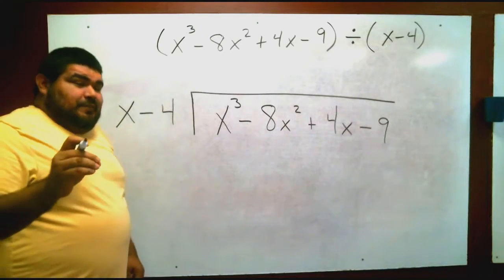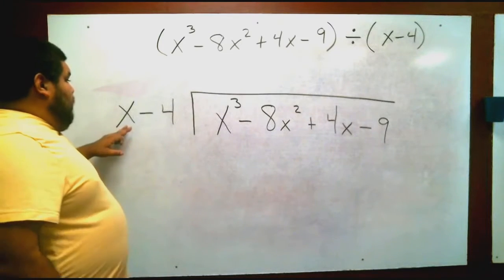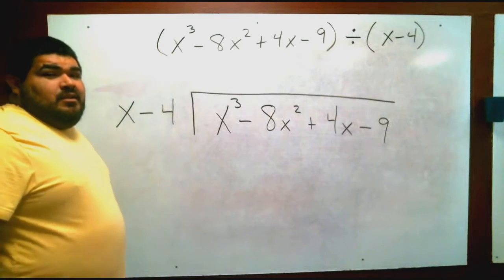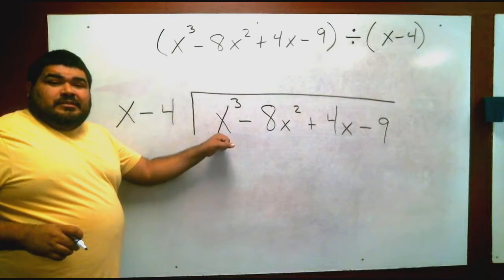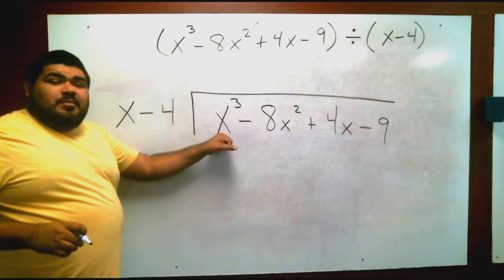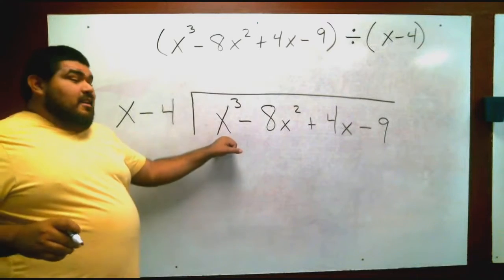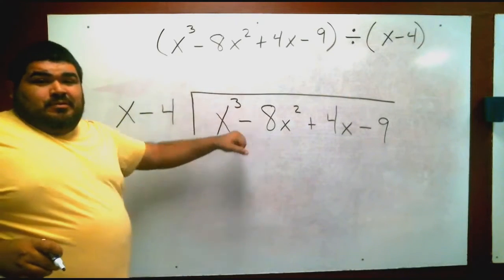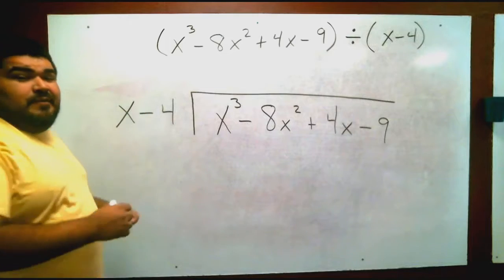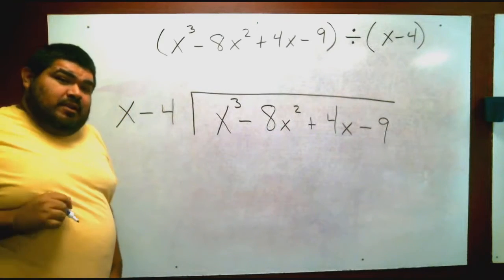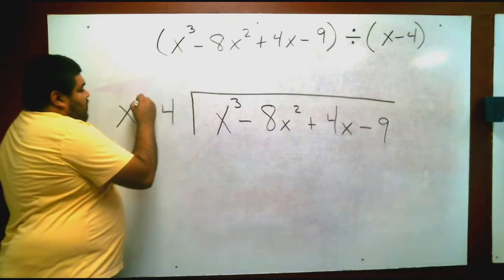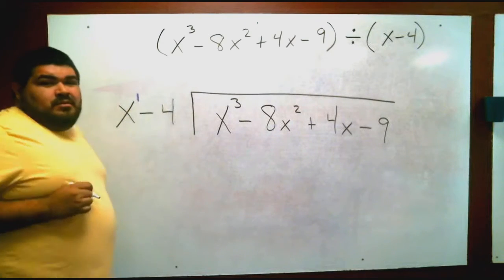The first thing we have to do is notice that we have an x on the outside. We're trying to have it equal to the number on the inside, okay? Notice that the number on the inside has x cubed. This one has x. If there's no number on the outside, it means to the power of 1, okay? So to the power of 1.